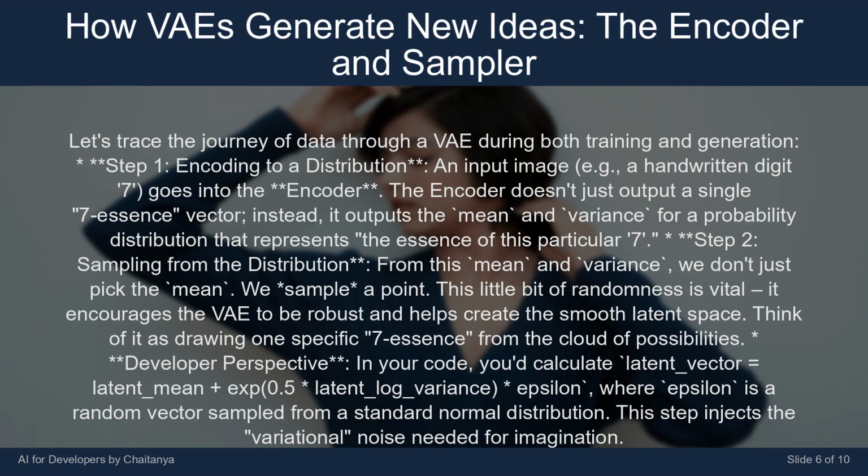Developer perspective: In your code, you'd calculate `latent_vector = latent_mean + exp(0.5 * latent_log_variance) * epsilon`, where `epsilon` is a random vector sampled from a standard normal distribution. This step injects the variational noise needed for imagination.